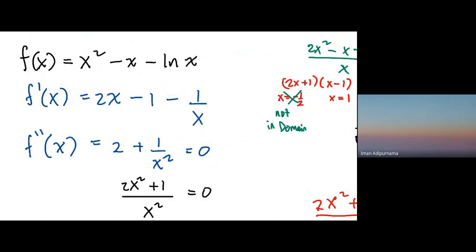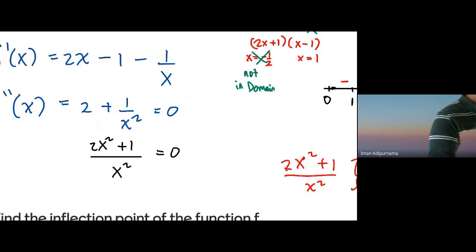The derivative of x squared minus x minus ln x becomes 2x minus 1 over x. I think that's easy. And then the second derivative becomes 2 plus 1 over x squared. To get the idea of when the second derivative equals 0, let me rewrite this in rational form: (2x squared plus 1) over x squared.